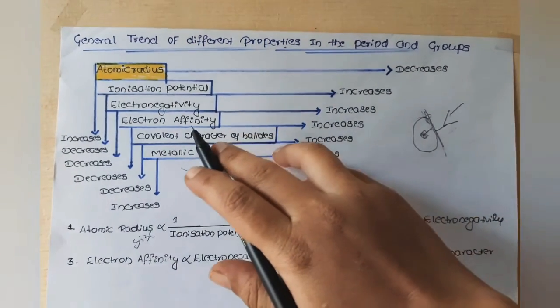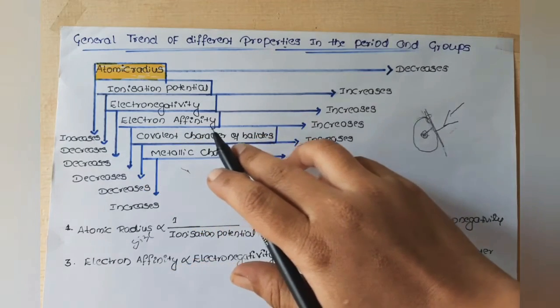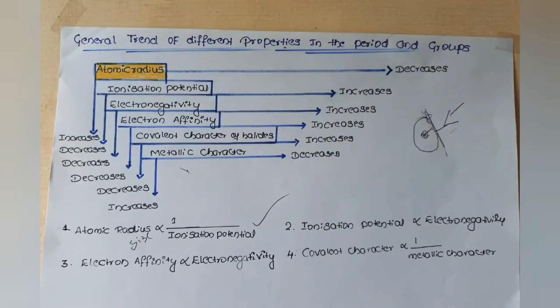Okay. Now what happens? Next, come to the electron affinity. What happens to the electron affinity along a period? It increases. So along a period, electron affinity increases. Quite simple, dear students. Electronegativity and electron affinity are related. How are they related?